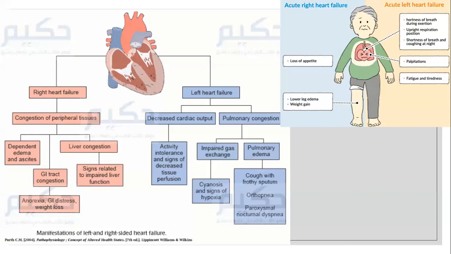So heart failure can be classified based on the side of the heart involved, either right or left. When both, we call it both side heart failure. According to the portion of the cardiac cycle involved, either systole or diastole. So left side heart failure is typically similar to systolic heart failure, although there are some cases that may involve diastolic heart failure too.